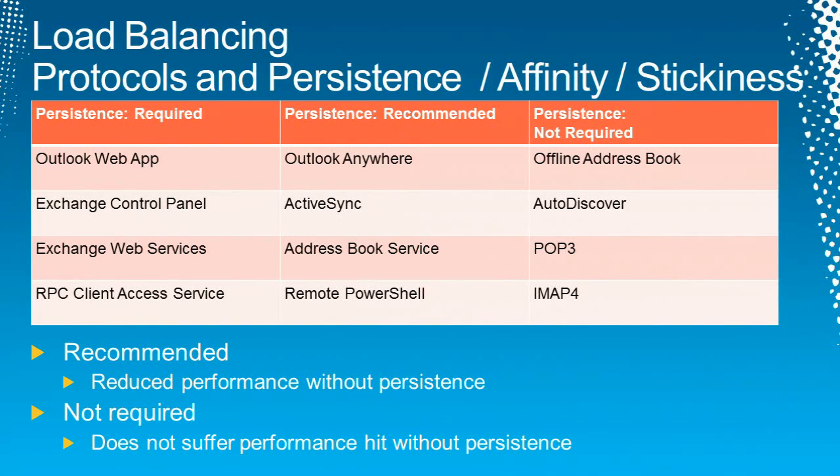So where we don't require persistence is these protocols, right? POP and IMAP, all the information is contained in the initial request, and the reply comes back with that info. A second request is completely net new, and therefore no persistence is required.